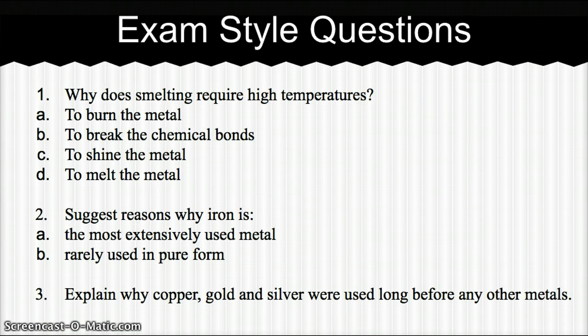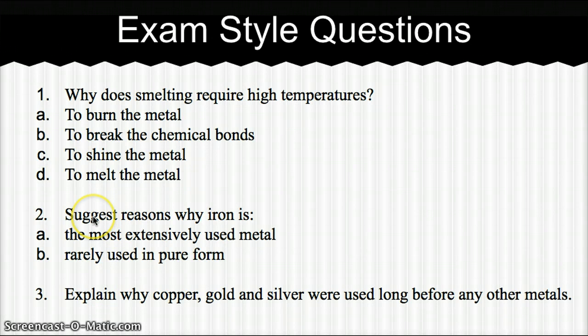All right, so let's go through the questions. Why does smelting require high temperatures? Was it to burn the metal, to break the chemical bonds, to shine the metal, or to melt the metal? The answer should be B. Chemical bonds need to be broken to release the metal from the ore.